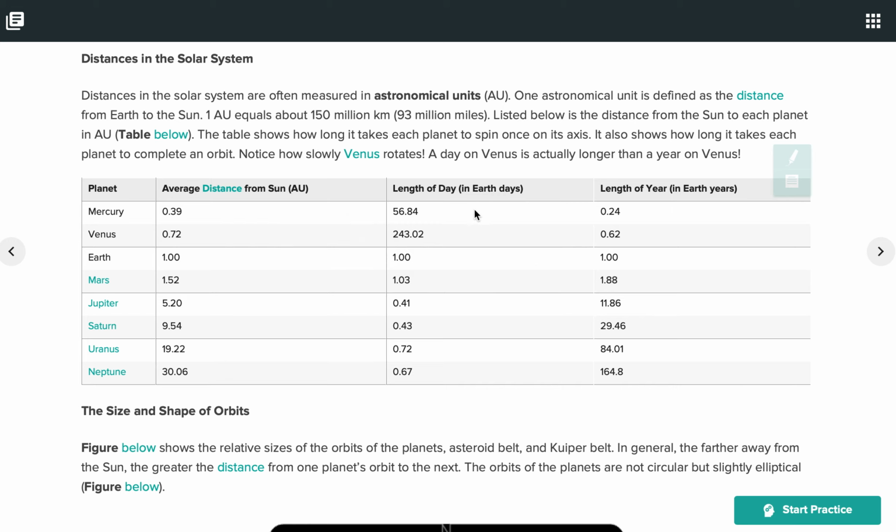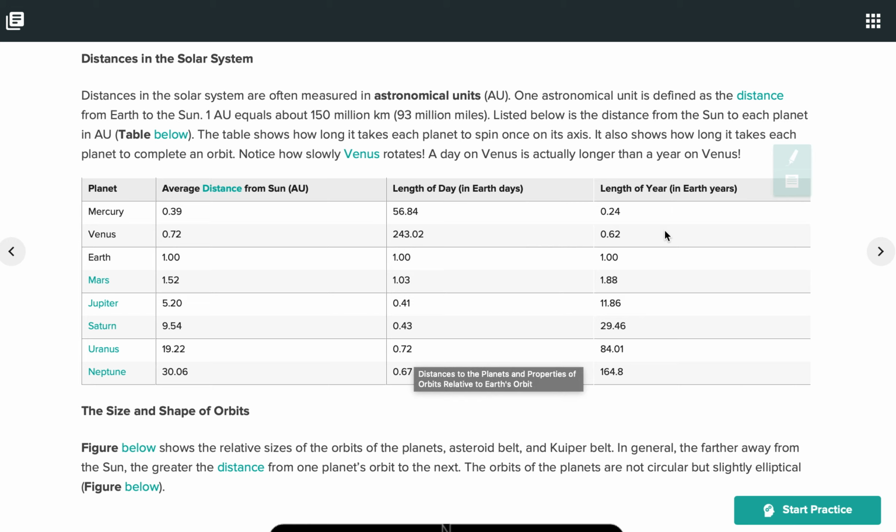Okay, 56, almost 57 Earth days is the length of a day on Mercury. 243 days is one day on Venus. Mars has days very similar to us. Half of a day, a little bit less than half of a day, actually, for us, for Jupiter and Saturn, is a whole day there. And then kind of crashing in kind of midday for us.